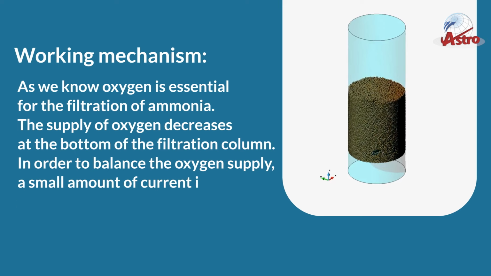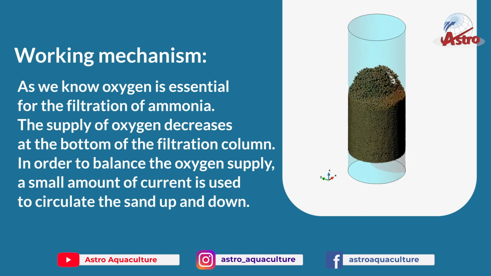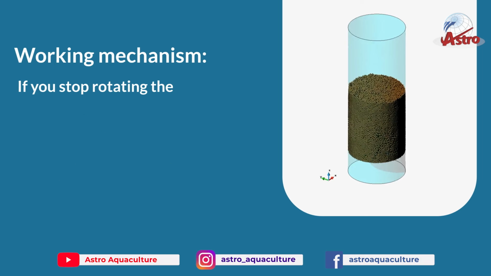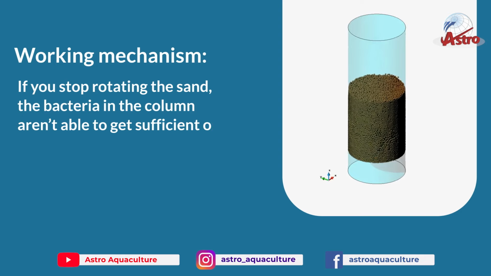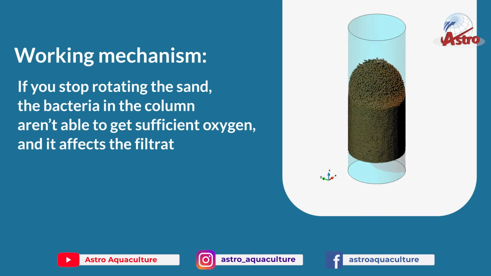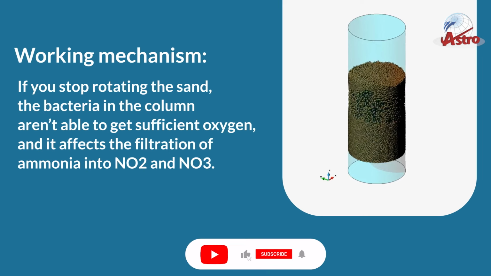In order to balance the oxygen supply, a small amount of current is used to circulate the sand up and down. If you stop rotating the sand, the bacteria in the column aren't able to get sufficient oxygen, and it affects the filtration of ammonia into NO2 and NO3.